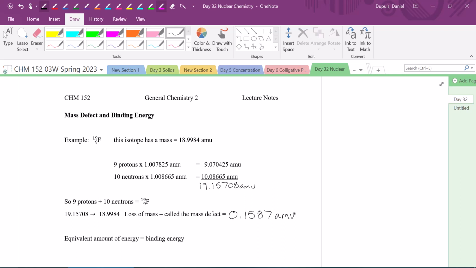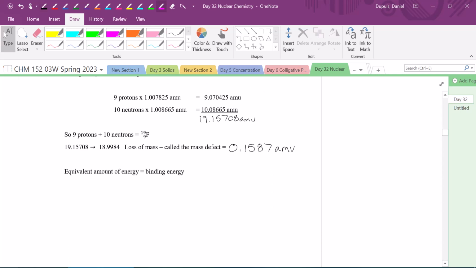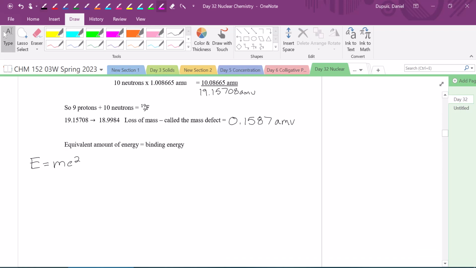So what happens is this mass gets converted into energy for the binding of this nucleus. It's kind of neat. And so finally, we get to use the famous E equals mc squared equation in this chemistry. Finally. Okay, so what do we have here? Now, when we're using energy, energy is in joules.